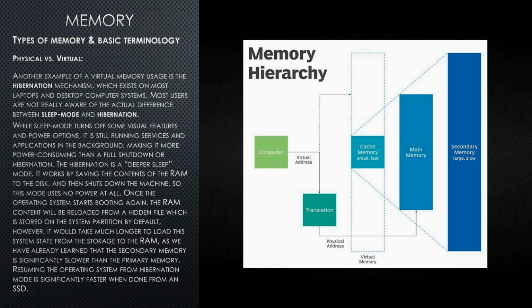Once the operating system starts booting again, the RAM content will be reloaded from a hidden file which is stored on the system partition by default. However, it would take much longer to reload this system state from the storage to the RAM, as we have already learned that the secondary memory is significantly slower than the primary memory. Resuming the operating system from hibernation mode is significantly faster when done from an SSD.